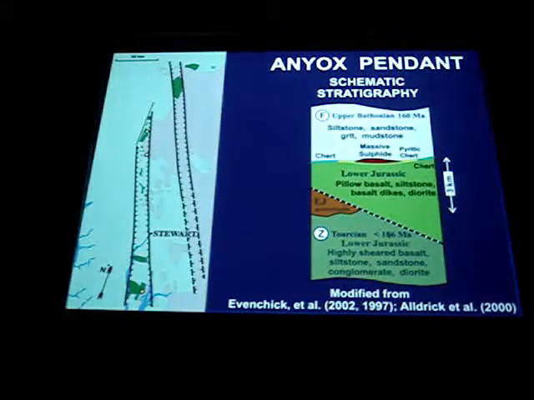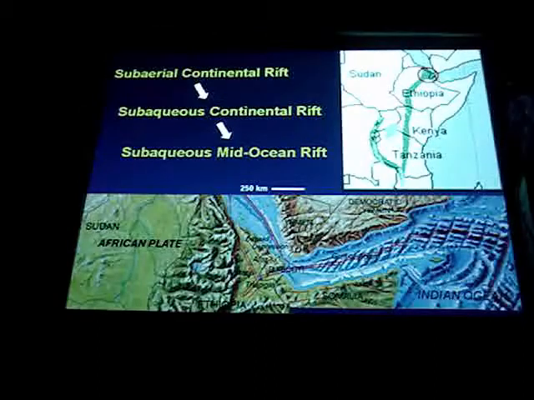Oh, I mentioned Antioch. It's coming up. Yeah, I mentioned the Antioch stratigraphy just so you appreciate how different Antioch is from the classic rift fill stratigraphy. I did mention that some places the rift fill stratigraphy may have one of those three characteristic units.